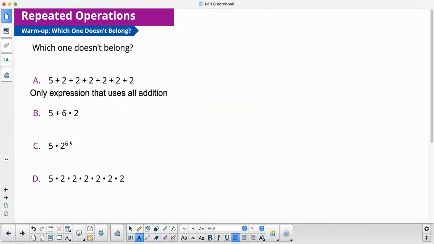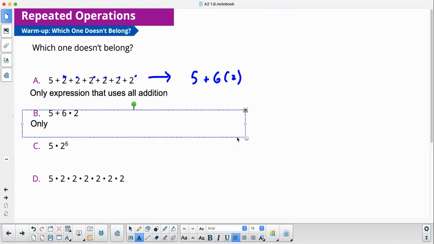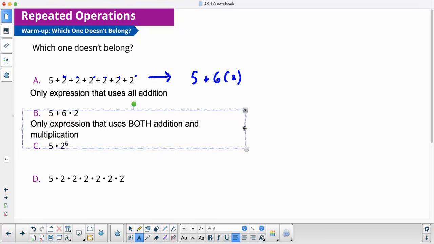Now, I do want to point out here, since I have repeated addition, I could change this into 5 plus, looks like I have 1, 2, 3, 4, 5, 6 twos. I could say 5 plus 6 times 2, and that would give me the same number. These are the same exact expression. This way here is a little more condensed using multiplication. Okay, come down here. I'm going to say this is the only expression that uses both addition and multiplication.